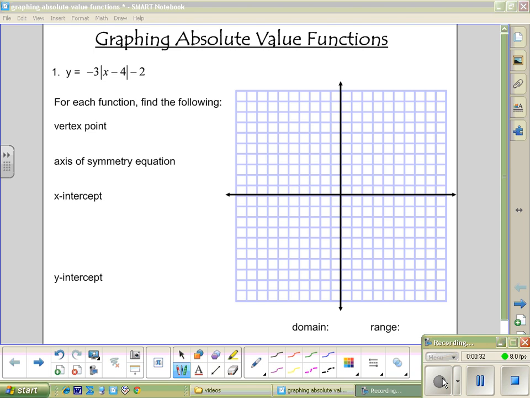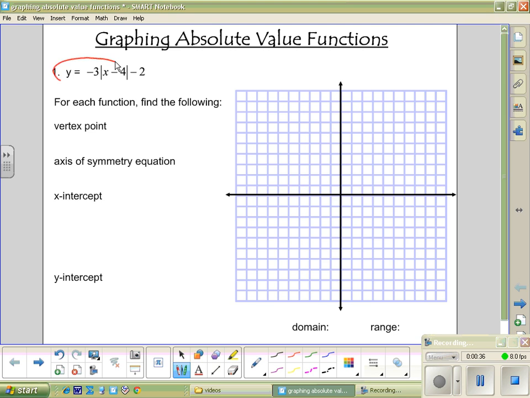So the very first function, we're going to start off with one that's not too tricky. The absolute value function that you can see is y equals -3 times the absolute value of x minus 4, minus 2. And there's actually a system to go through to solve this. The first thing I'm going to do is try and find the vertex point. Because remember, all absolute value functions have a v-type look to it. So there's got to either be a lowest point, the minimum point, or the highest point, which would be the maximum point.